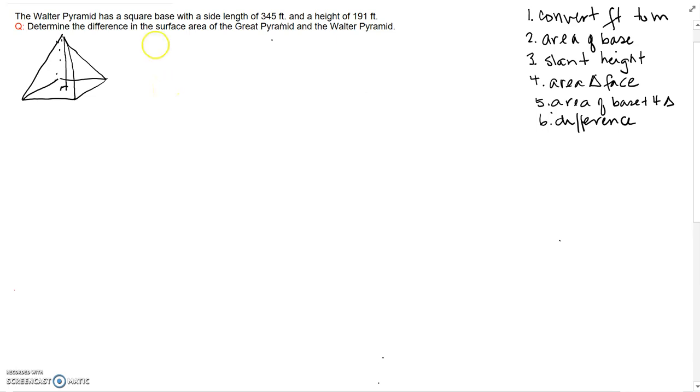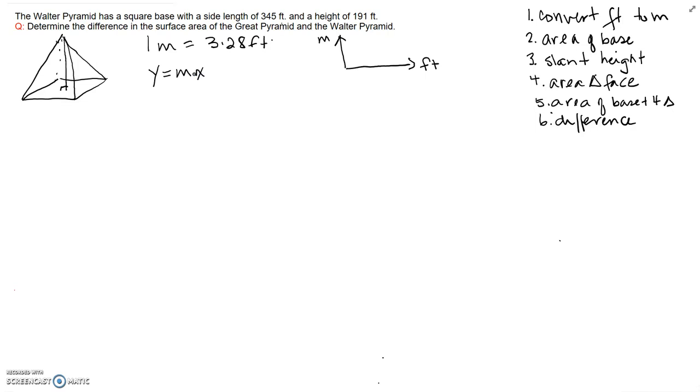To do the conversion from feet to meters, we can look online and we can find that 1 meter is equal to 3.28 feet. So I'm going to use this conversion factor to write an equation. I'm going to use feet as my independent variable and meters as my dependent variable. I know that the equation will be the general form, y equals mx, because the y-intercept will be 0. The line will pass through 0, 0.